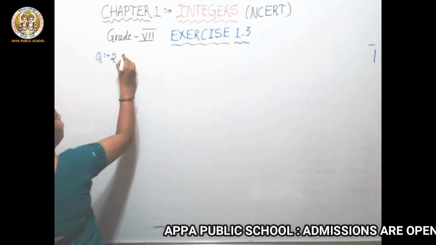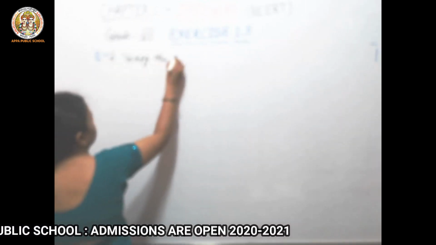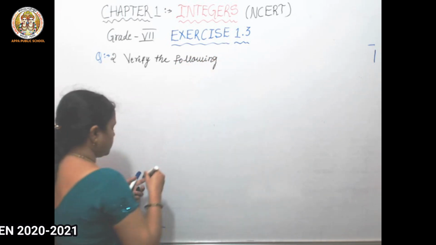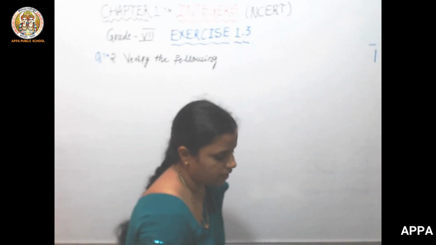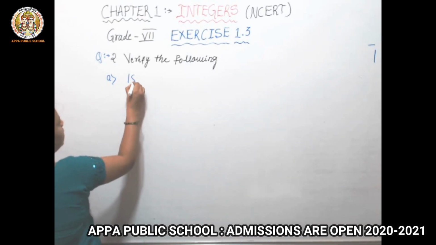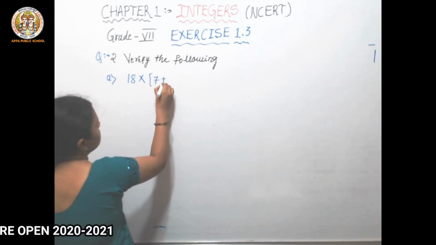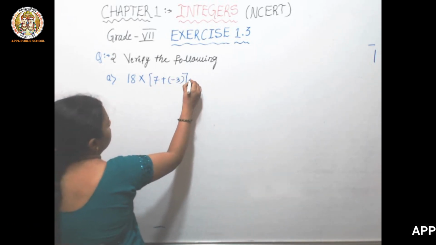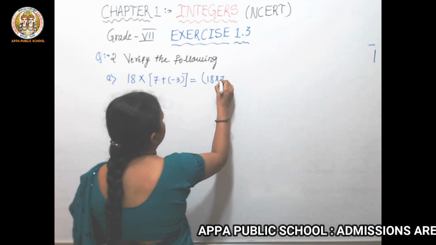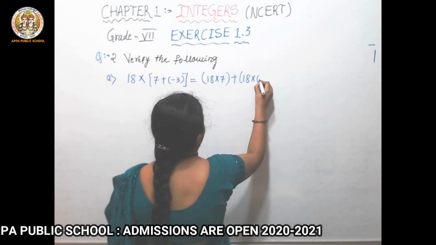The second question is: verify the following. The first one we are having is a question. Here also we are having sub-questions. So the first, A1: 18 into 7 plus minus 3 is equal to 18 into 7 plus 18 into minus 3.